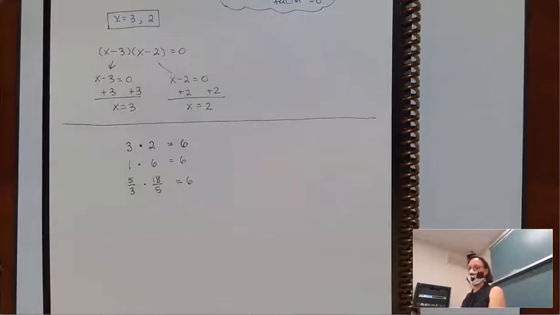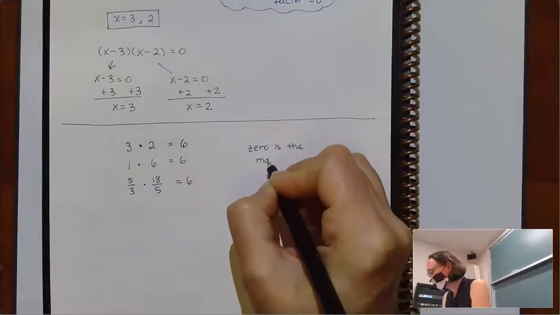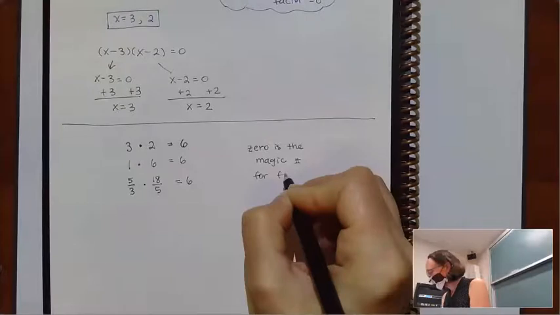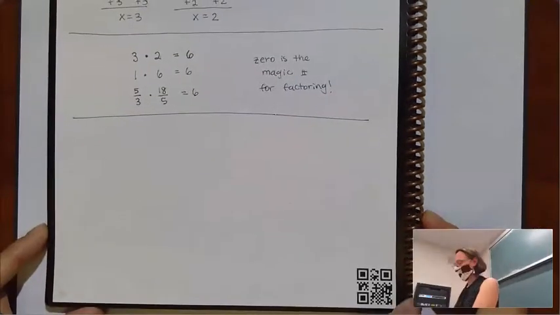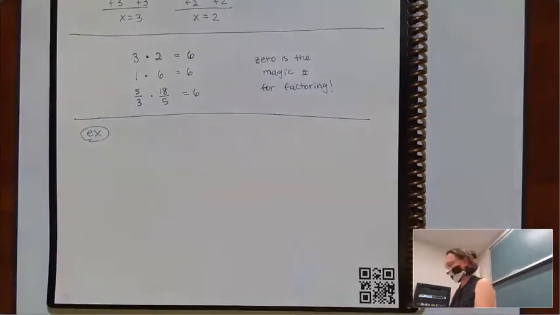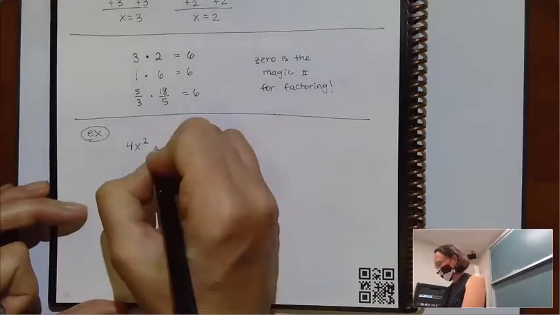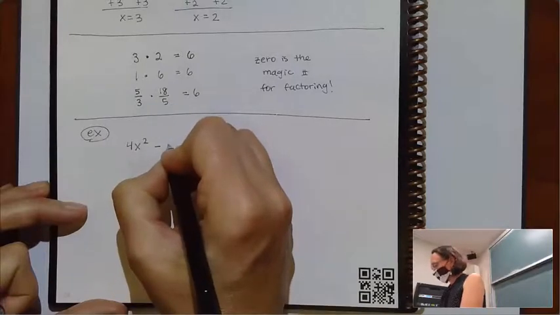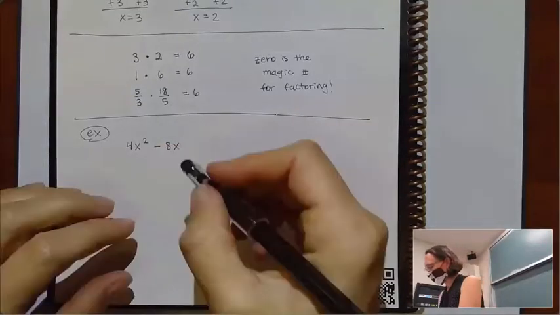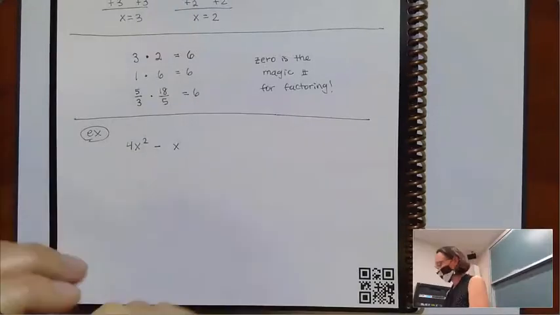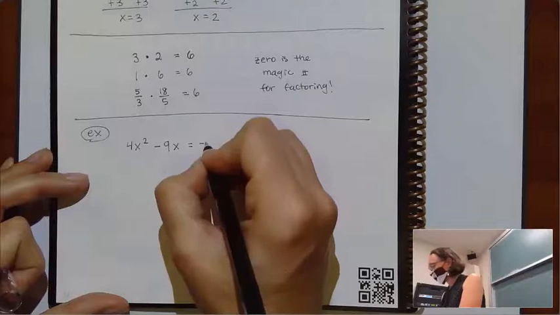The only way that this magic with factoring works is because of 0. 0 is the magic number for factoring. So if I don't have a 0, I have to get one. Let's say that I had something that looked like, how about 4x squared minus 9x is equal to -2.